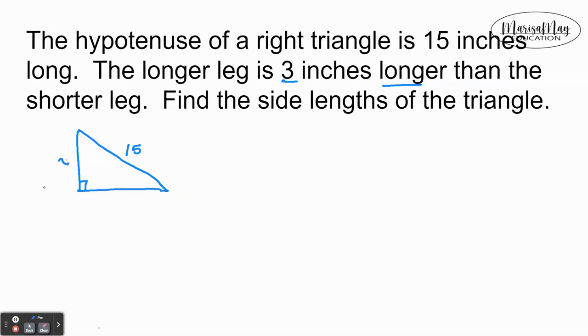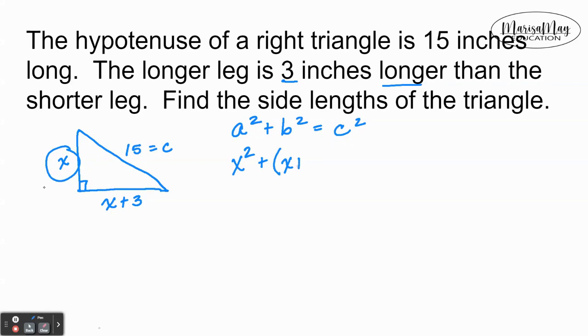Now the longer leg is 3 inches longer than the shortest. So one of these sides is the shortest, and we'll call it X. And the other one is 3 inches longer, so that would be X plus 3. Now we want to find the lengths of the sides. So we're going to use the Pythagorean Theorem, which is used in right triangles. And we know that the hypotenuse is the C value. So we'll take this to be A, so we'll put in X instead of A. And then we are going to use the X plus 3 in place of the B.